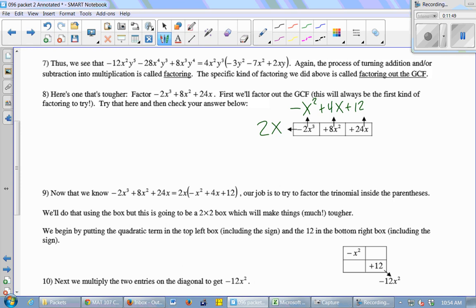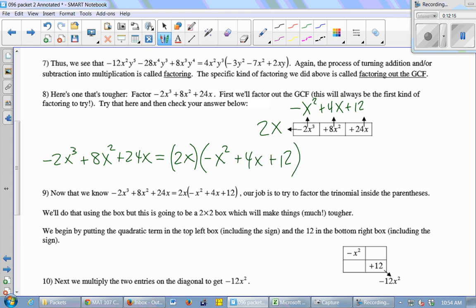All right. We factored out the GCF. So I now know that I can take what I was given, negative 2x cubed plus 8x squared plus 24x, and I can rewrite it as a multiplication problem where the two factors are 2x and negative x squared plus 4x plus 12. So I took that expression and wrote it as a multiplication problem.